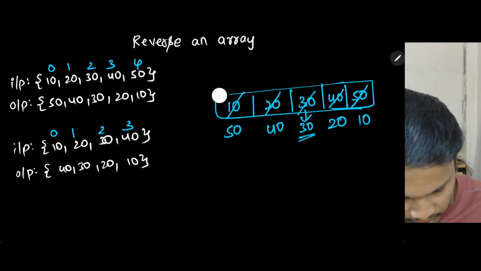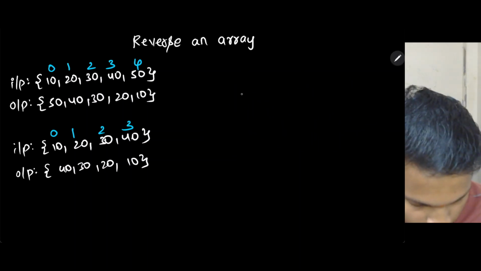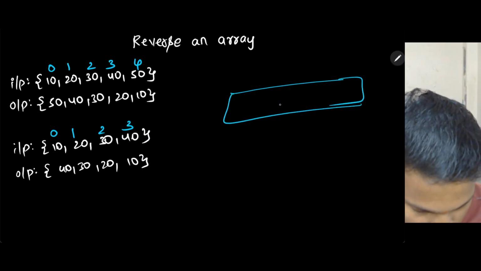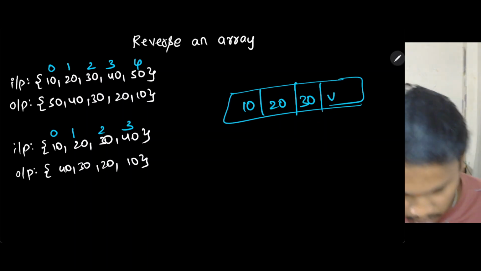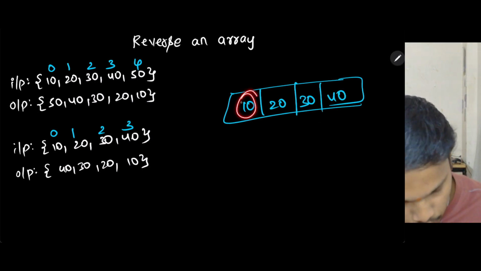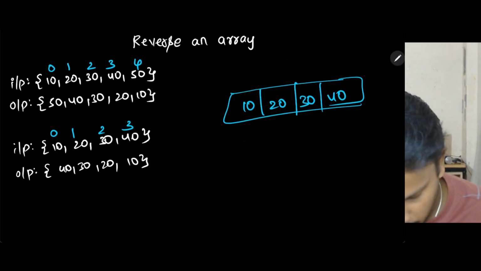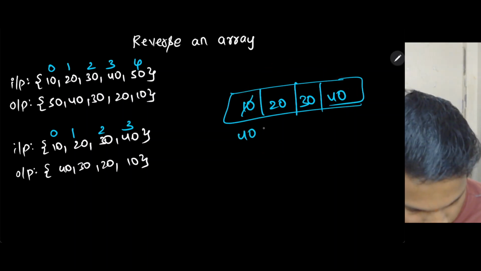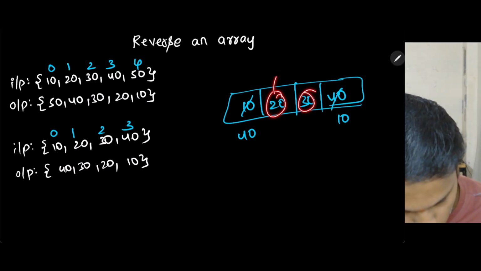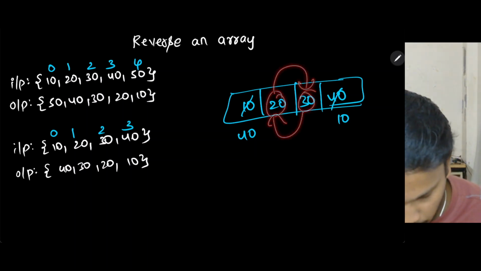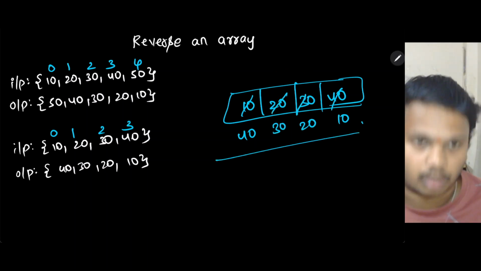Similarly, observe the second example. How to get this? 10, 20, 30, 40. Okay. First, what will we do? We will swap the outermost elements. If you swap 10 with 40, what will we get? Here we will get 40, here we will get 10. Next, we swap the next two. Here we will get 30, here 20. Okay. Now we directly got the output array.